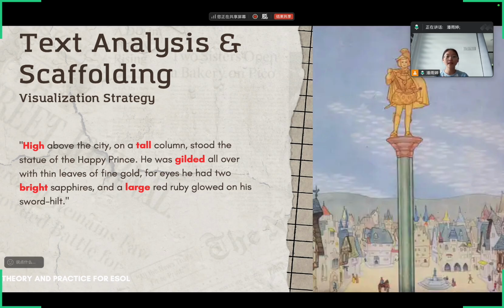I will read the first paragraph aloud to the class first. Let me demonstrate how I will do this to emphasize the adjectives.